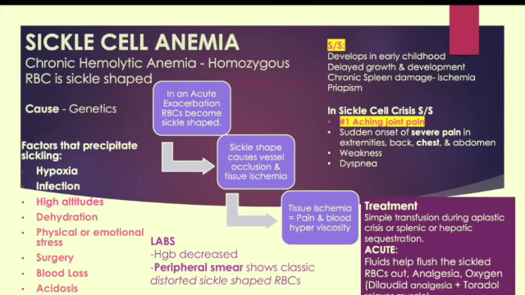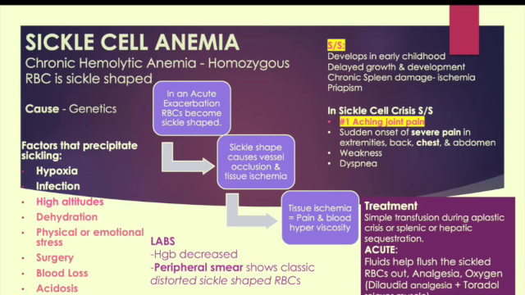One example is sickle cell anemia. Again, this is a chronic hemolytic anemia, with homozygous RBCs having sickle-shaped hemoglobin, and the cause being genetic. The factors that precipitate sickling in these patients are hypoxia, infections, high altitudes, dehydration, and physical and emotional stress, which is a big one. Surgeries, any reason for blood loss, and acidosis could all trigger a sickle cell crisis.